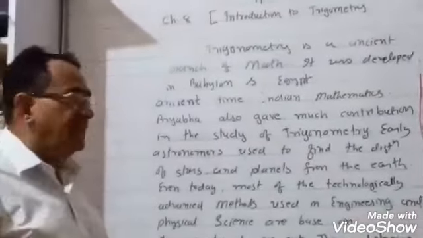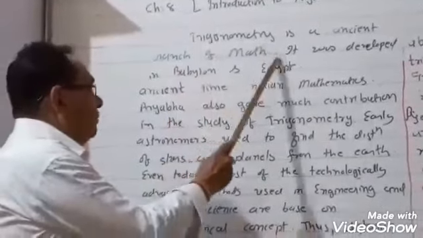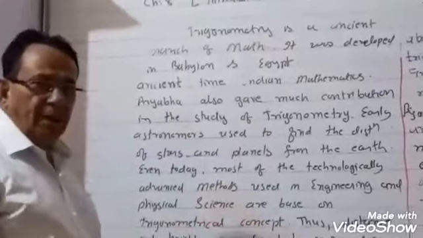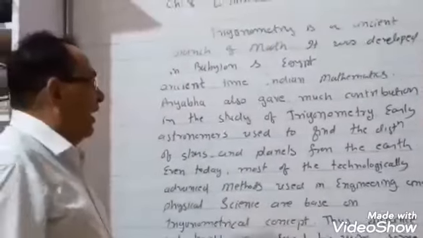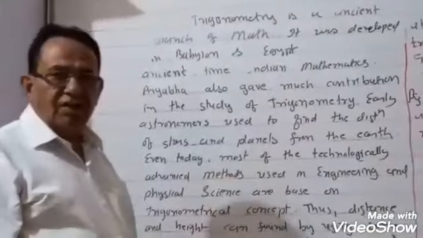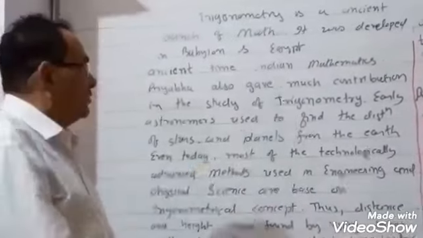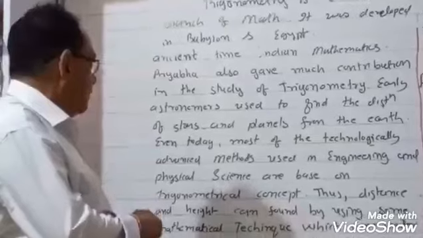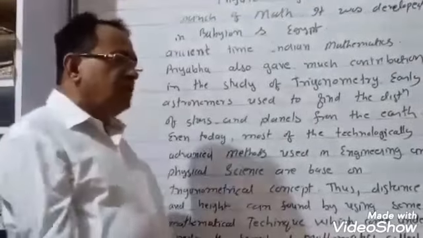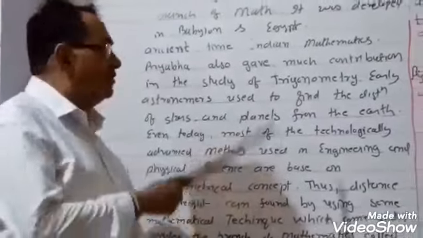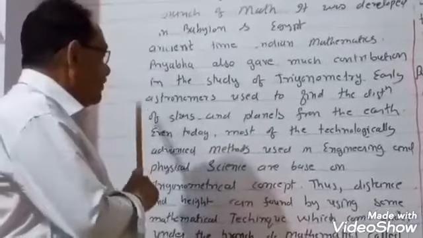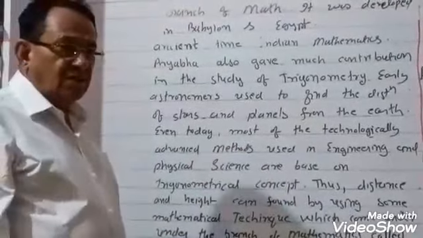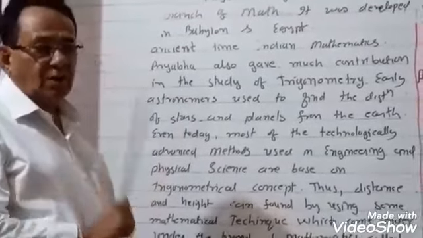Trigonometry is an ancient branch of maths. It was developed in Egypt and Babylon. No doubt, in India, Aryabhatta also gave great contributions in this chapter. What is the main use of this? It is used to find the distance between the sun and planets from the earth.